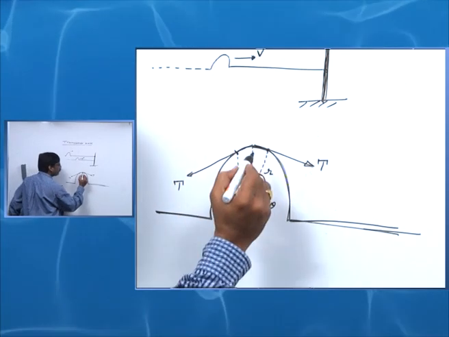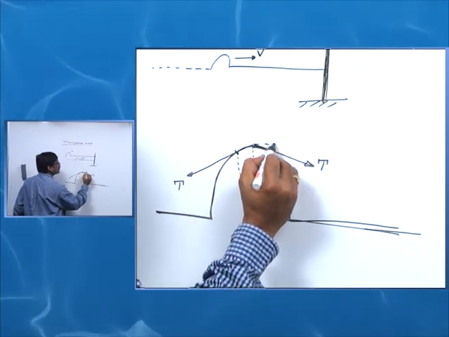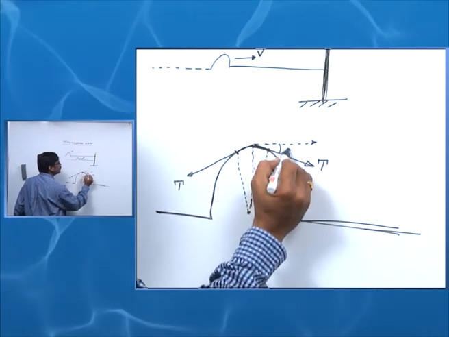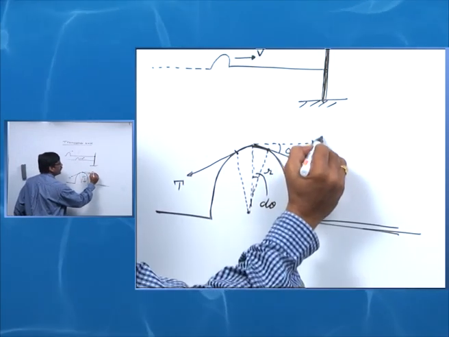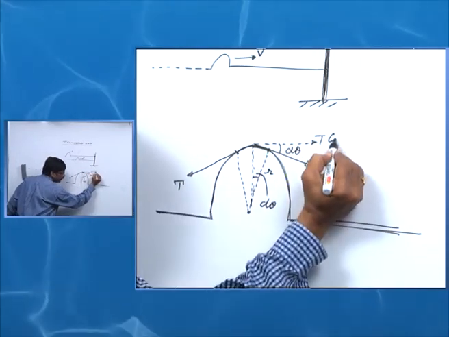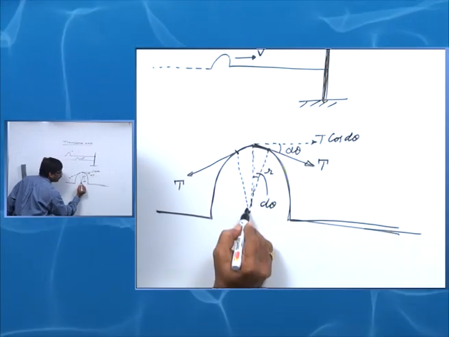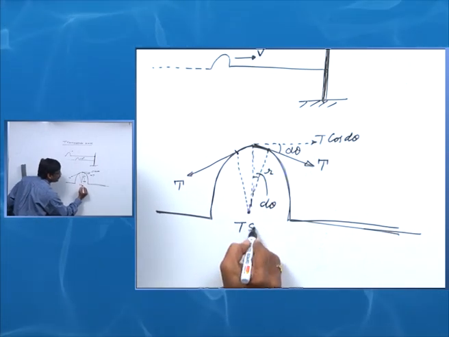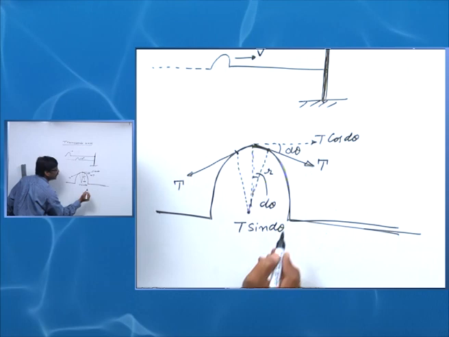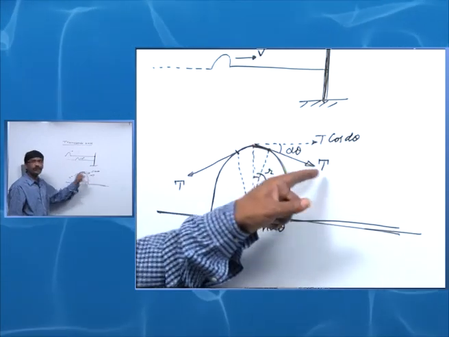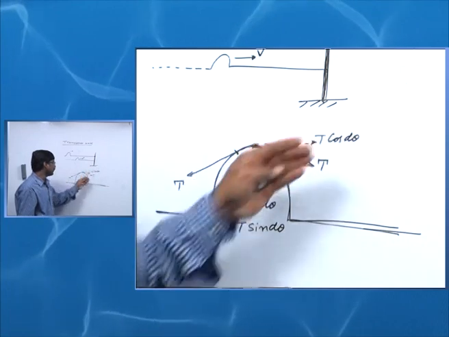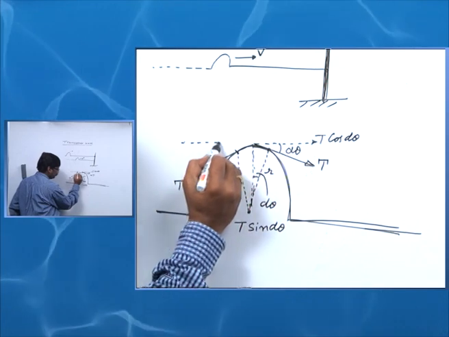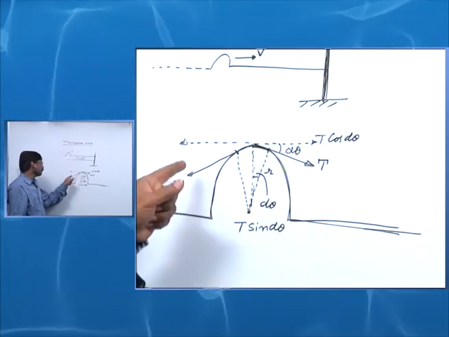Now, if I resolve this tension into two components, this is also d theta. It is T cos d theta, and the component of tension acting towards the center is T sin d theta. So, the tension resolves into two components, T cos d theta and T sin d theta. Similarly, from this side also.